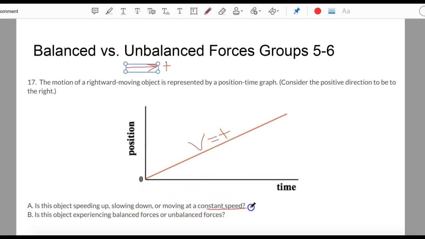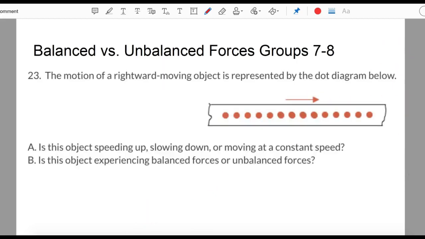So that is your answer. It is moving at a constant speed. And if it's moving at a constant speed, we have to have balanced forces. Nothing's making it accelerate. For the next one, we have a motion of a rightward moving object. Here's the dot diagram. Notice that it is moving also at a constant velocity. So is it speeding up, slowing down? Nope, it's moving at a constant speed, which means that the forces are balanced.